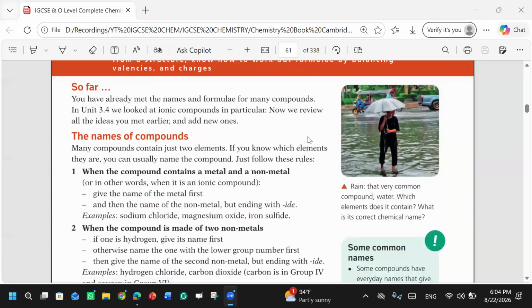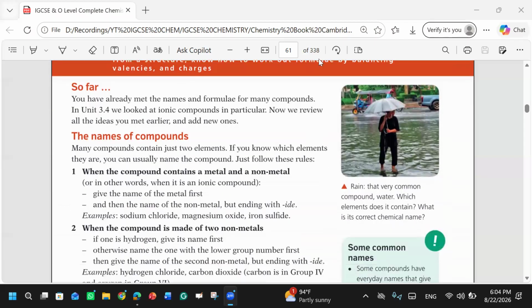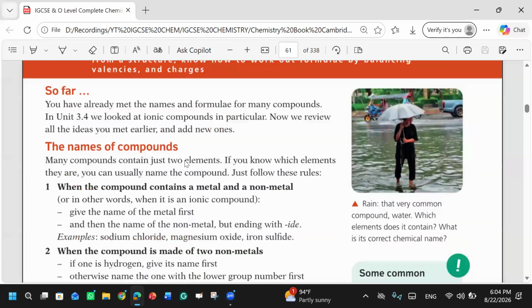Now they have mentioned that many compounds contain just two elements. A compound is formed by the combination of at least two elements. If you know which elements they are, you can usually name the compound. Now how can we name it? First, when the compound contains a metal and a non-metal.